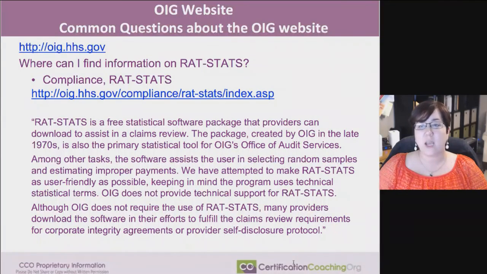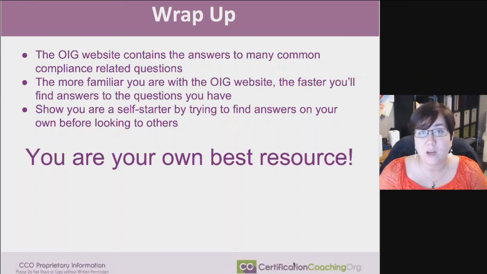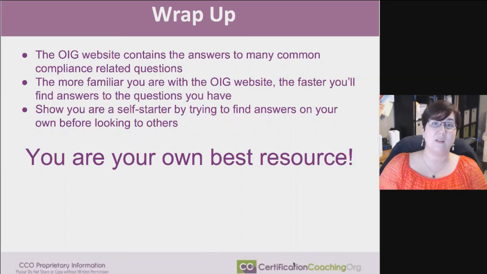So let's kind of wrap up our conversation about the OIG website. We talked through the OIG work plan. We talked through the Exclusions Database. We talked about some of their compliance guidance, talked about the corporate integrity agreements, and we talked about that RAT-STAT software. There is a ton of information on the OIG's website that can help you answer a number of your compliance questions. If you've got compliance questions and you're having trouble finding the answer, go out there and start digging around on that OIG website. Chances are you're going to be able to find something that will help you out and at least lead you down the path to helping you find the answer.